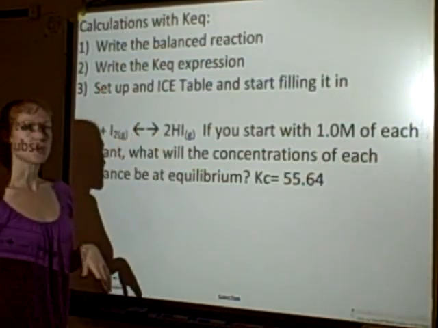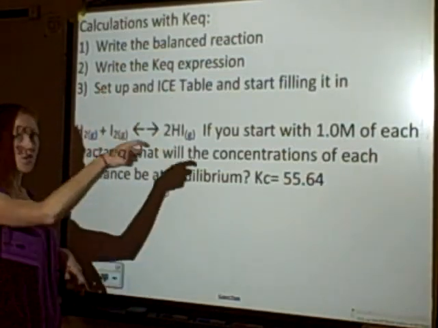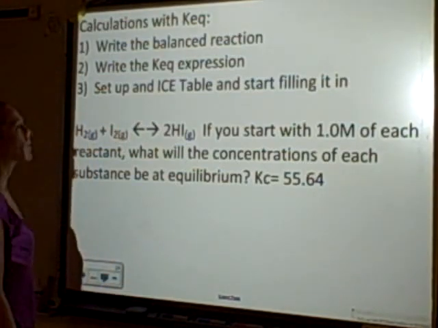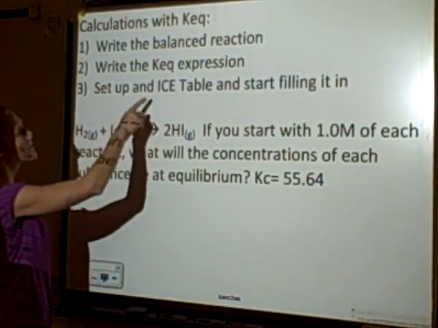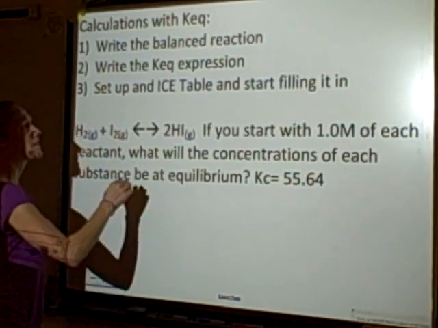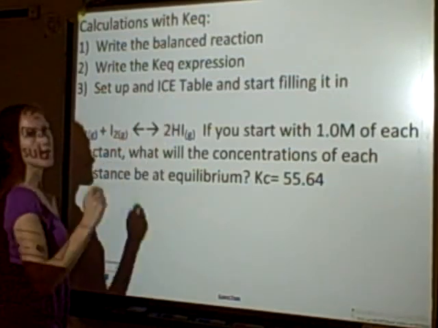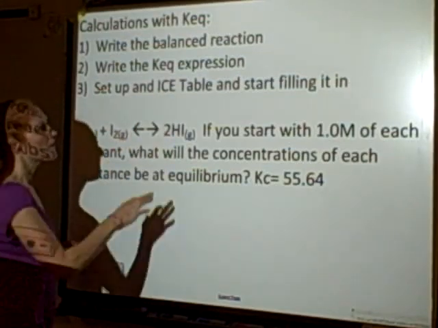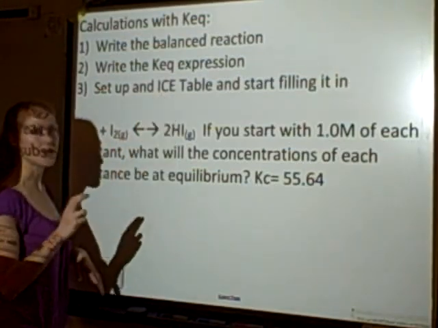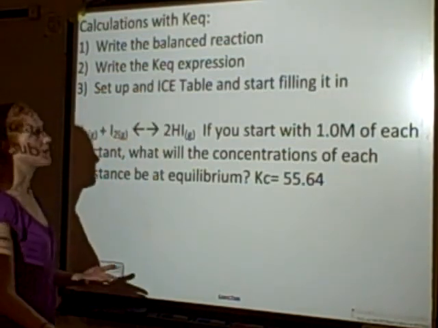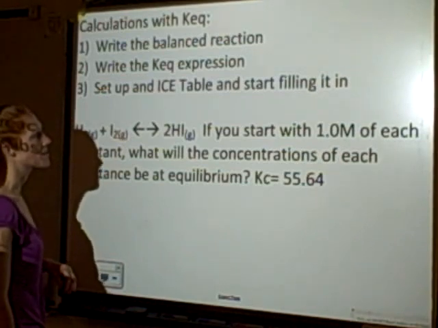Write out the KEQ expression. That's KEQ equals the products raised to their coefficients divided by the reactants to their coefficients. And also set up an ICE table. ICE stands for initial concentration that you have, the change in concentration, and the equilibrium concentration values. Once you have the equilibrium values, you can plug them into the KEQ expression to solve for the actual values. So we'll see how that works.